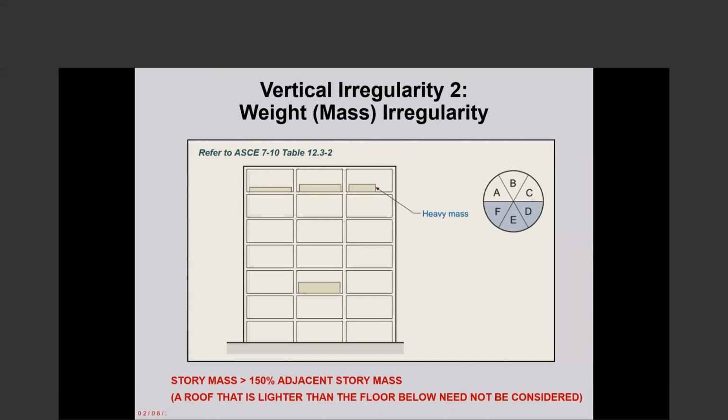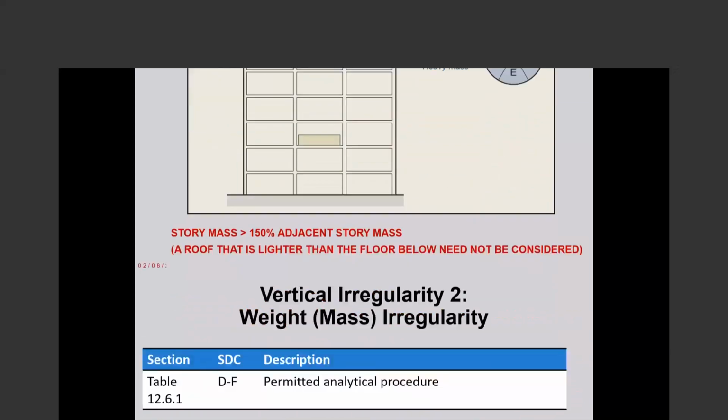Anyway, the definition is story mass larger than 150% of adjacent story mass. Story mass at any story, whichever story, is larger than 150% of adjacent story mass. In this case, the roof is exempt. A roof that is lighter than the floor below need not be considered under this irregular category.